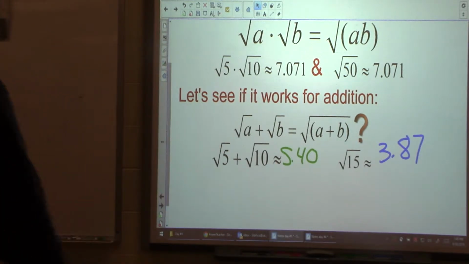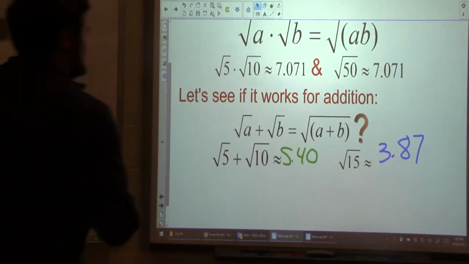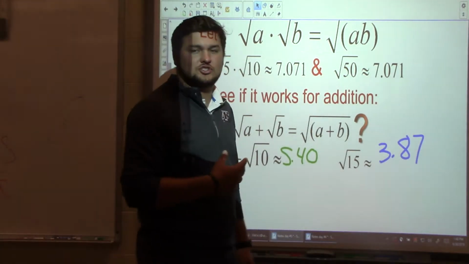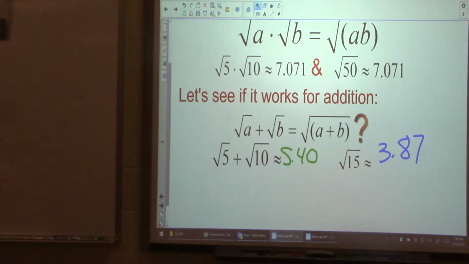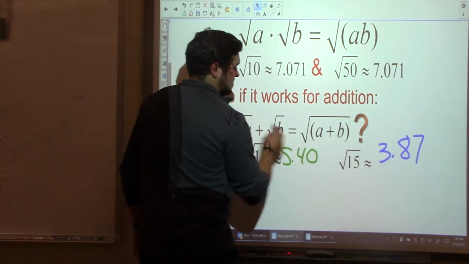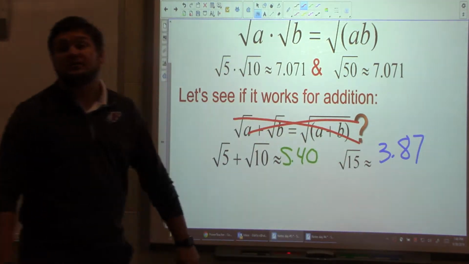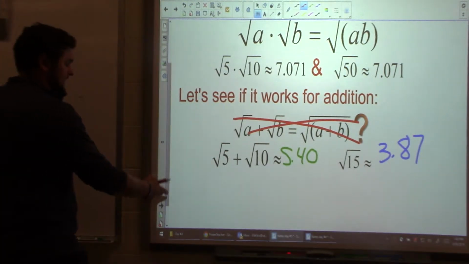Good. You do not get the same thing when you do square root of 5 plus square root of 10, and the square root of 15, right? Those are not the same. So that addition is not true. It does not hold. This property does not work. It works for multiplication, does not work for addition. However, we are going to figure out how we do add them.